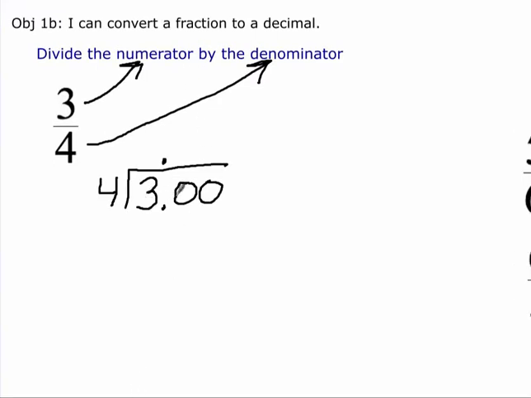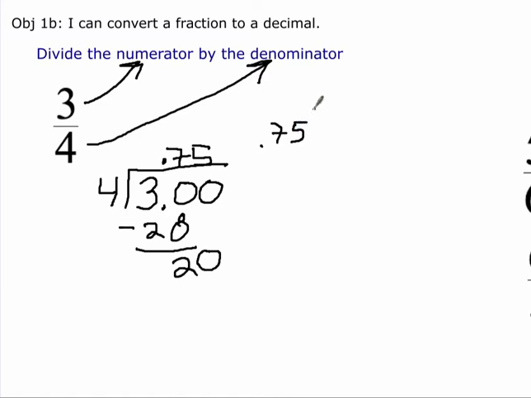4 into 30 is going to go 7 times. 7 times 4, 28. Subtract that. We get 2, bring down our 0. 4 into 20 goes 5 times. So our decimal for this first problem here is 0.75. Okay, and you might have already known that, but I want to show you the long way of figuring it out as well.